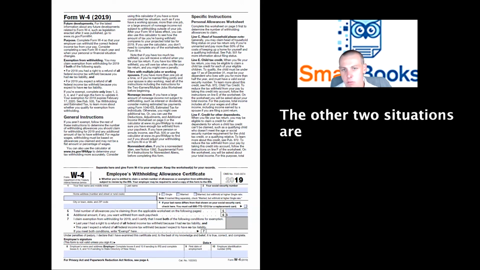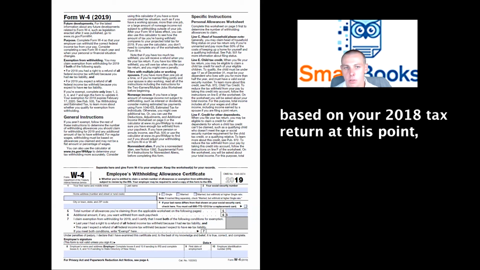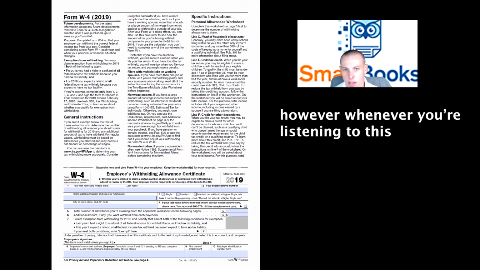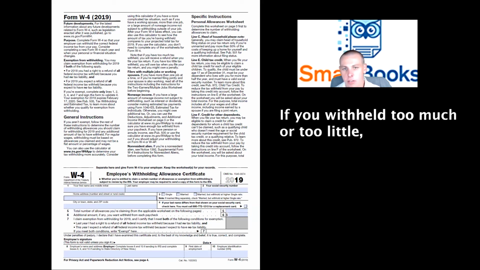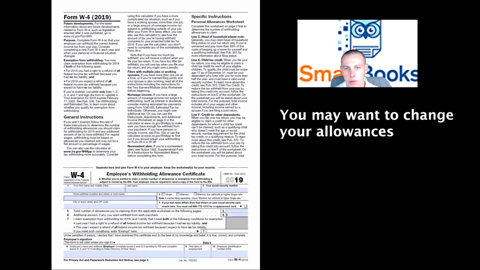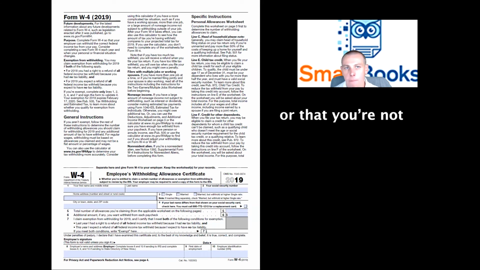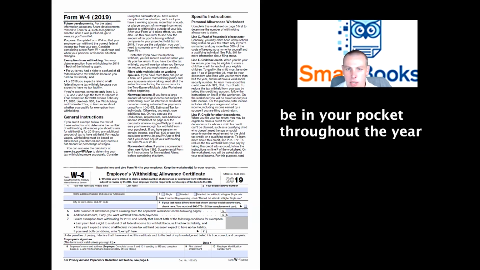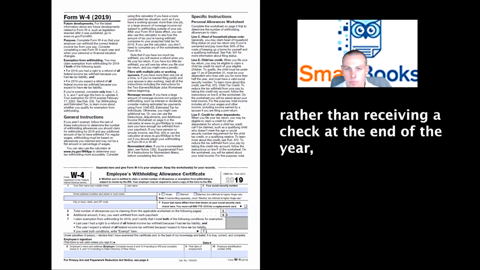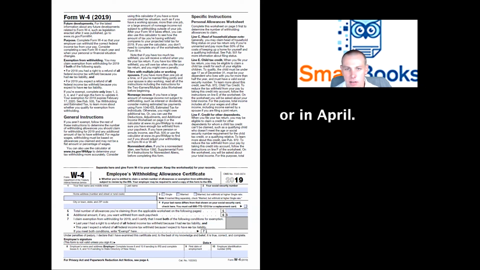The other two situations are based on your 2018 tax return at this point. However, whenever you're listening to this, it would be your prior year tax return. If you withheld too much or too little, you'll want to change your allowances. You may want to change your allowances to ensure that you don't get hit with any underpayment penalties, or that you're not essentially using the IRS as an interest-free savings account. That money could potentially be in your pocket throughout the year rather than receiving a check at the end of the year or in April.